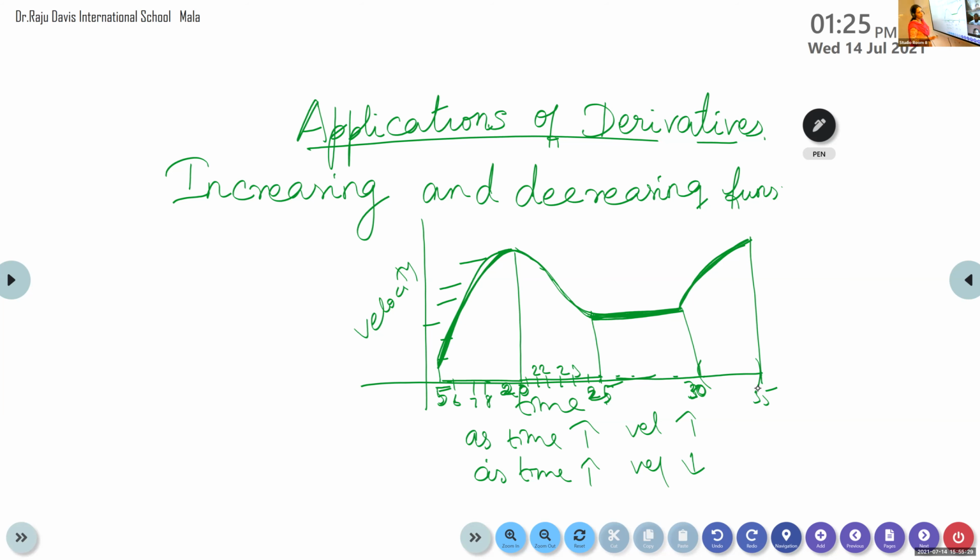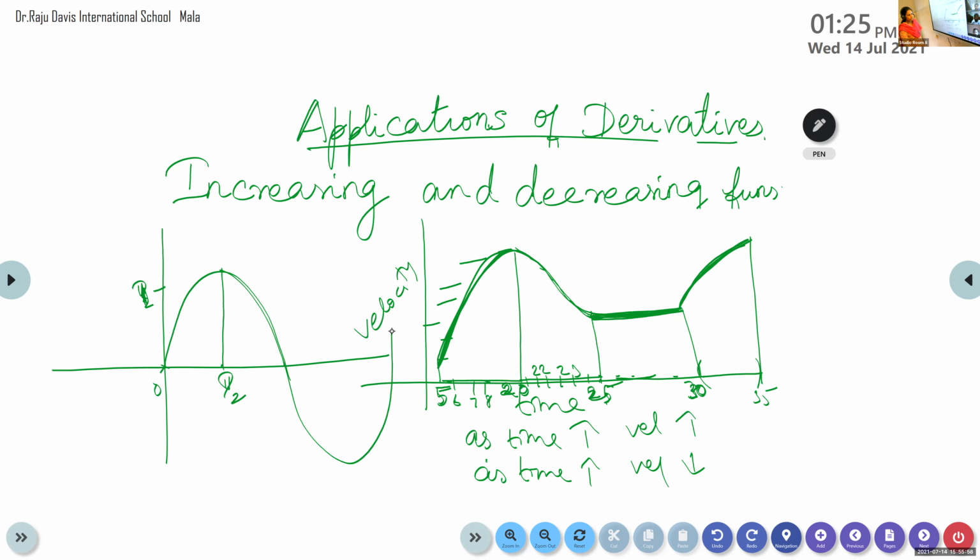It is not only with respect to the velocity-time graph. You can discuss the sine curve. Are you remembering how to draw the sine curve? Sine 0 is 0. Sine 90 we will get 1. It will come like this. After 90, once again it will decrease. Then it goes on like this, is it or not? So not only for the velocity-time graph, whenever we are given a graph, looking at the graph, we can decide whether the function is increasing or decreasing.